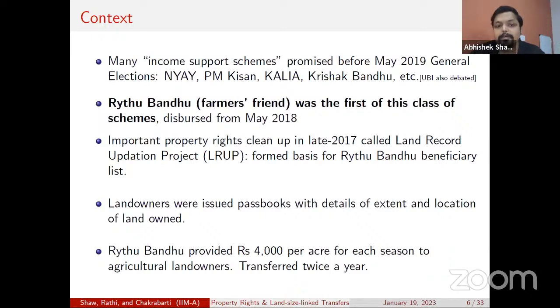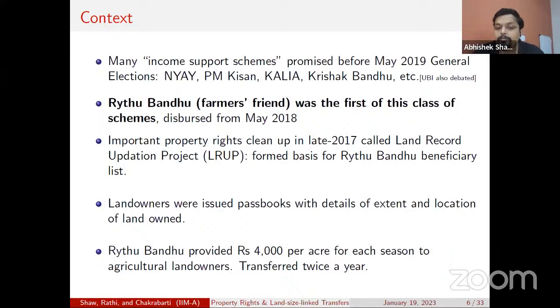Prior to the Raitu Bandhu announcement, an interesting program goes on in Telangana for a 3-month period in late 2017. There's a land records updation project where revenue officers go village to village, verifying documents and recording who owns how much land. They also sort out various other issues in terms of succession and other things. Eventually these landowners are recorded in a central database, and land passbooks are issued to all of the people who own these lands. This is not only for agricultural land. Almost all kinds of land in the state was digitized.